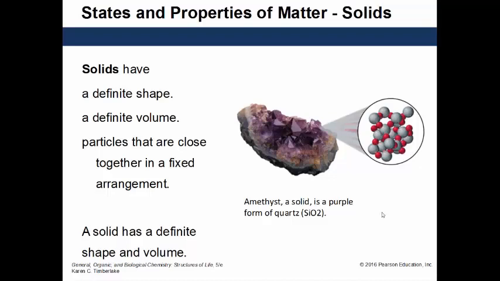A textbook doesn't change shape because you put it in, say, a shoebox or a backpack or a suitcase. It stays the same definite shape. Volume doesn't change, the shape doesn't change because the particles are so compacted together inside it. So this block of amethyst here won't change its shape no matter where you put it.